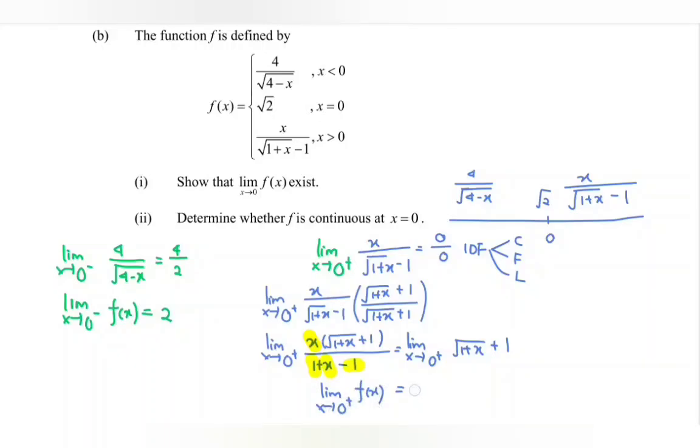So the limit when x approaches 0 from the right for the function f(x), the value of y will be approaching 2. So from here, the limit when x approaches 0 from the left is the same as the limit when x approaches 0 from the right. So the limit when x approaches 0 for the function f(x), we will have the value of y approaching 2, and we can consider the limit exists.